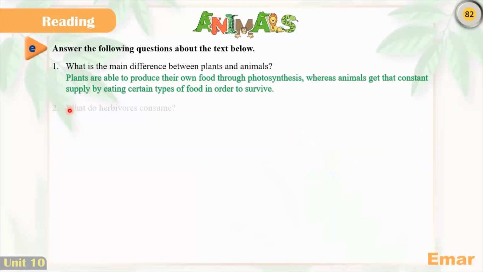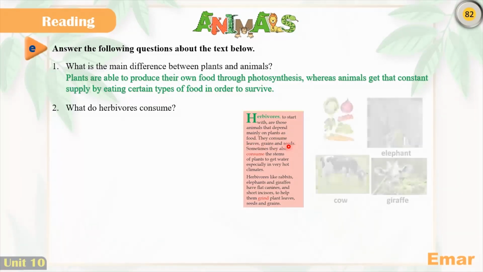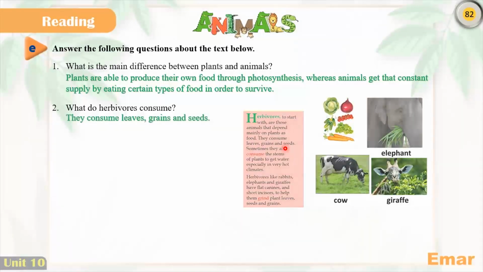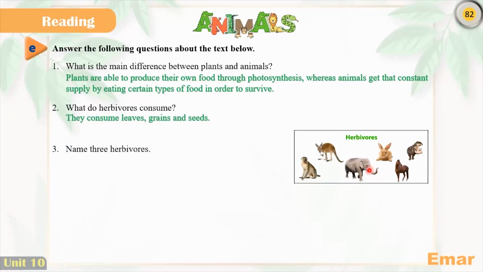Number 2. What do herbivores consume? The word herbivore is similar to the word herbs, which means plants. So herbivores consume plants, right? Including the leaves, the grains, and the seeds. Number 3. Name 3 herbivores. There are thousands of herbivores. You can list the ones you like. Rabbits, elephants, and giraffes, for example.